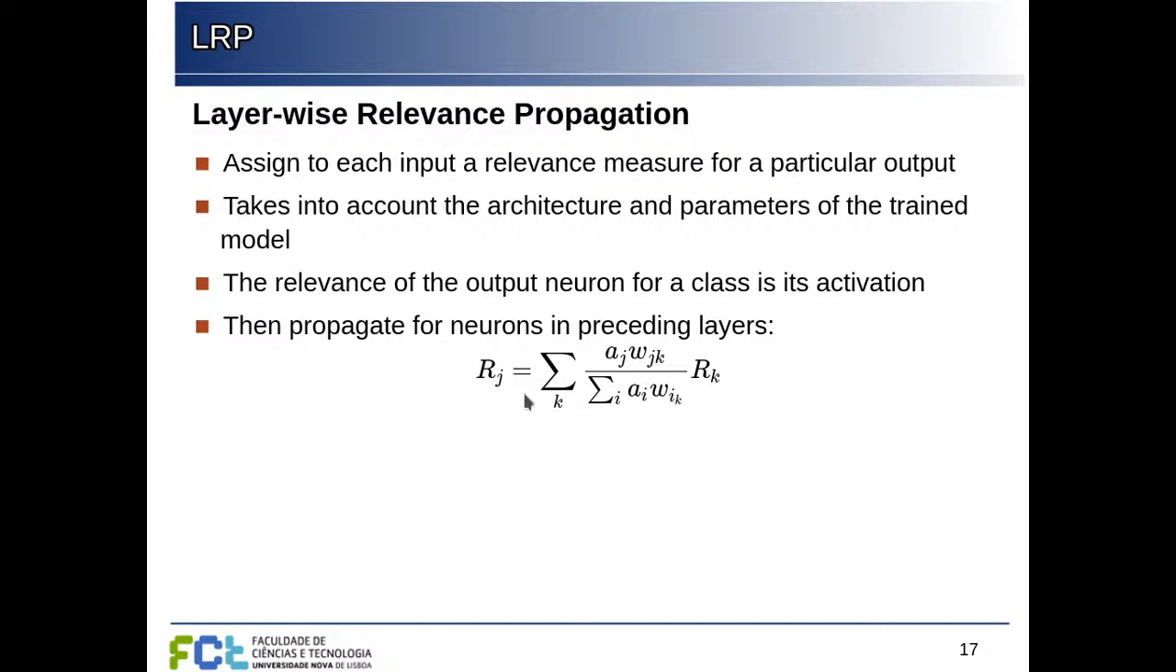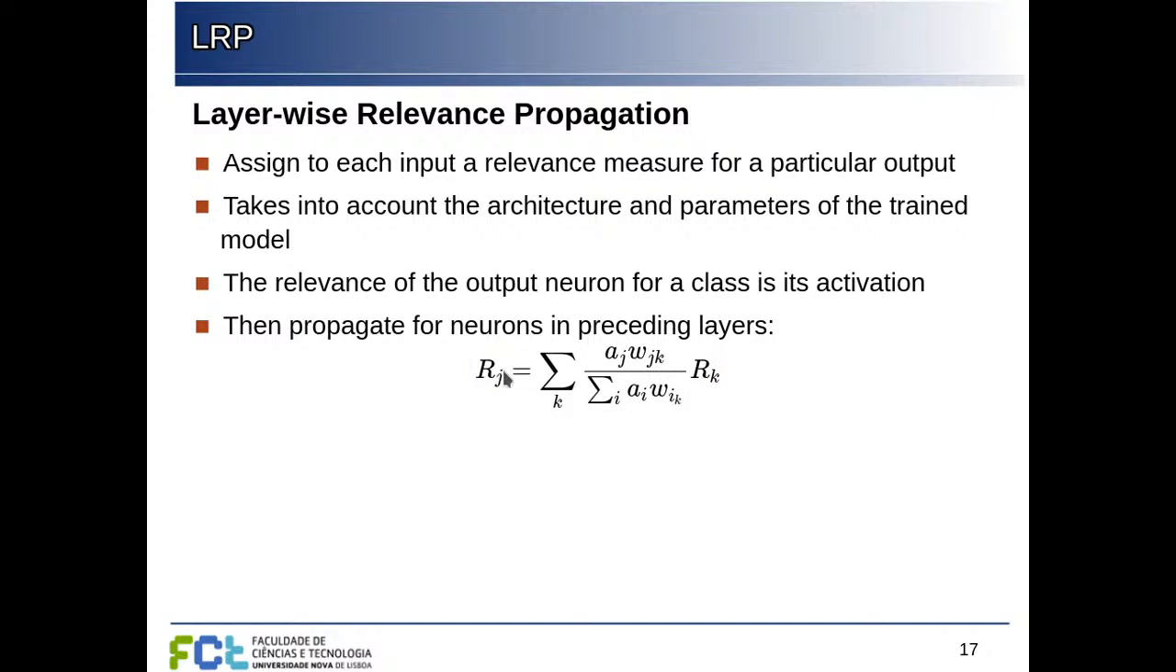by applying these formulas. So a neuron in a previous layer will have a relevance that is the sum for all the neurons in the next layer of the weight connecting this neuron J to each neuron K, multiplied by the activation of neuron J, so this is the expression here, and divided by all the products of weights and activations that this neuron is receiving.